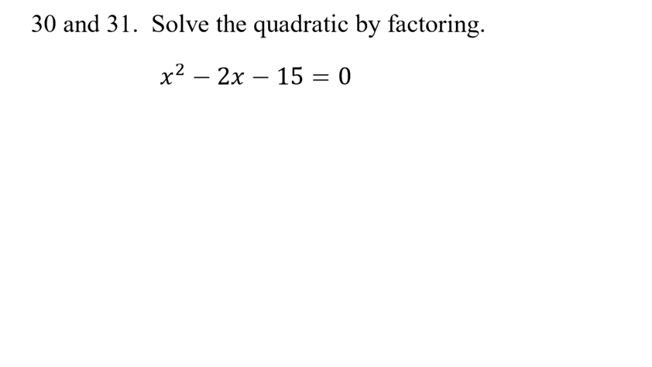So this is a quadratic equation. I recognize that it's a quadratic because it does have a quadratic term, right? It's got x to the second power. It also has a linear term, negative 2x, and it also has a constant, negative 15. This is asking us to solve this quadratic by using the factoring technique.